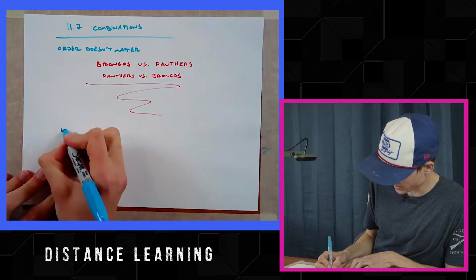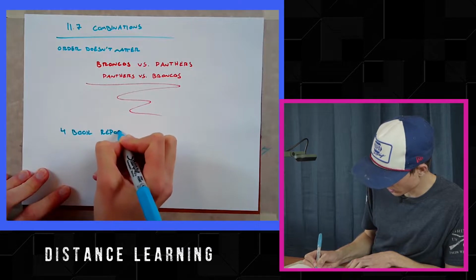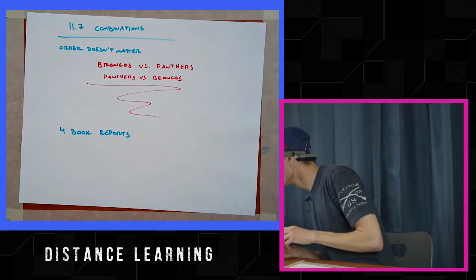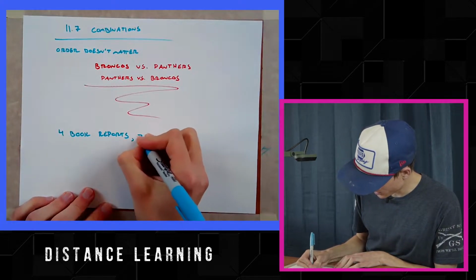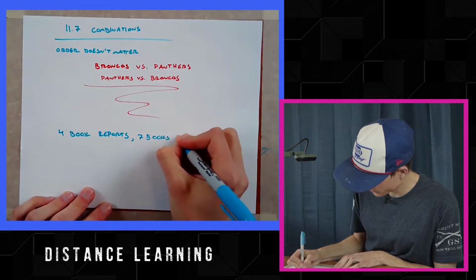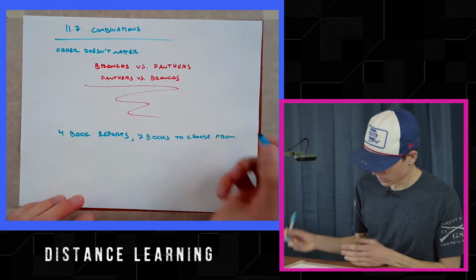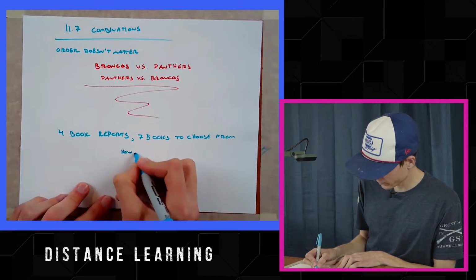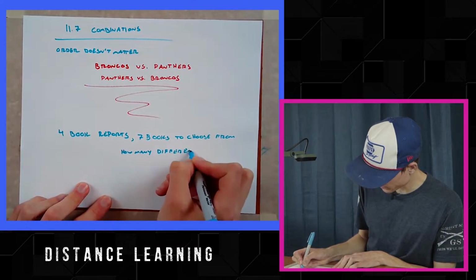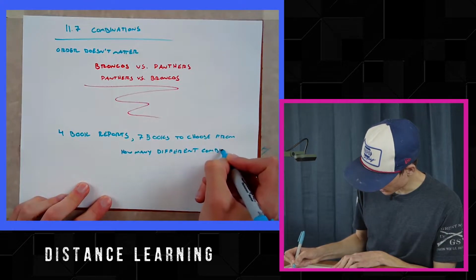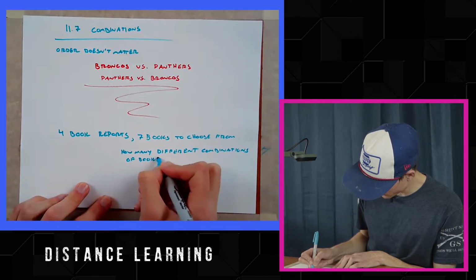Alright, let's say this is the example. You have to write 4 book reports. There are 7 books for you to choose from though. So how many different combinations of book reports can you write?